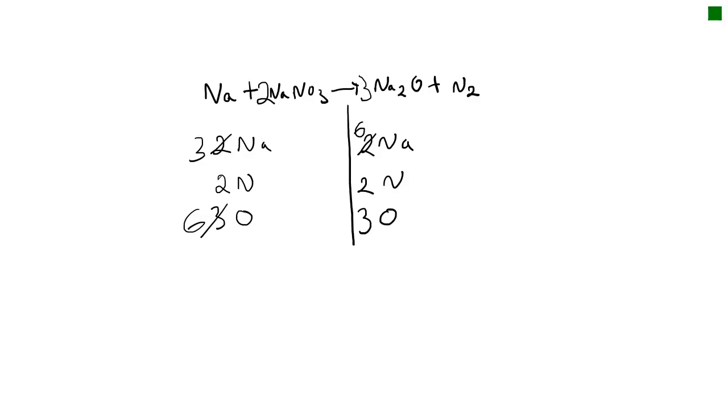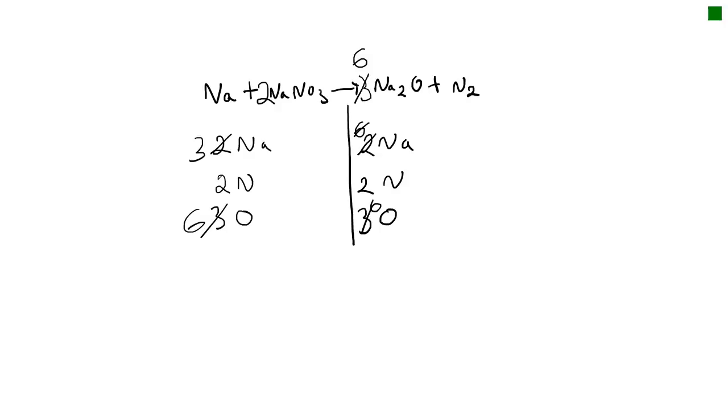So now I can see that I have to alter the number of oxygens on this side of the equation to balance out with this one. So I'm going to have to take out this 3 and put a 6 there. Okay, so that will balance out my oxygens. All right, but again, what happens?